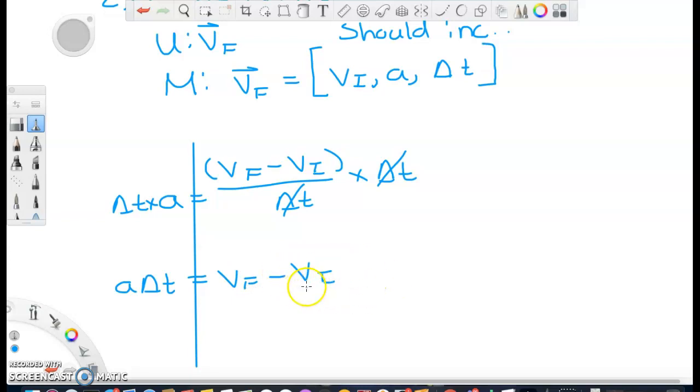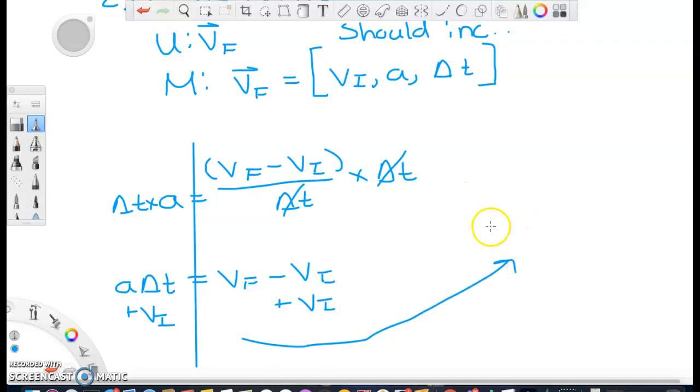And now all I need to do is I want v final alone. So what I'm going to do is add v initial to the other side. Remember, the opposite of subtraction is addition. So add v initial over here. And that's going to lead me to the final equation, which I'll put over here for you all.